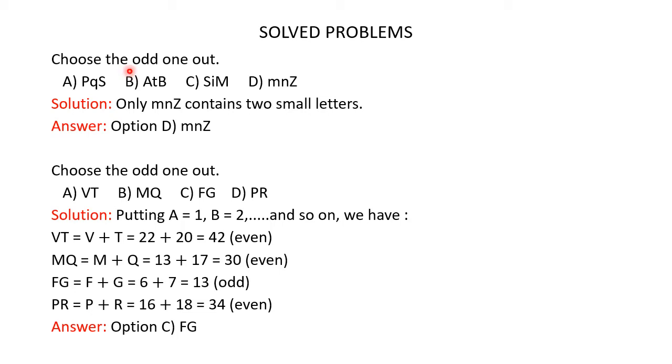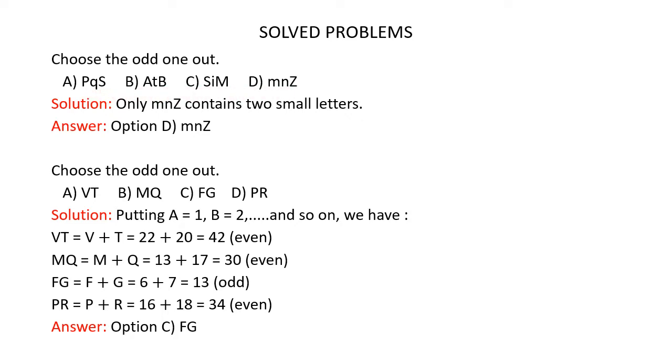Choose the odd one out. Here you are given four options. Option A, PQS. Option B, ATB. Option C, SIM. And option D, MNZ. And you have to find out which one of these four groups of letters is the odd one out.